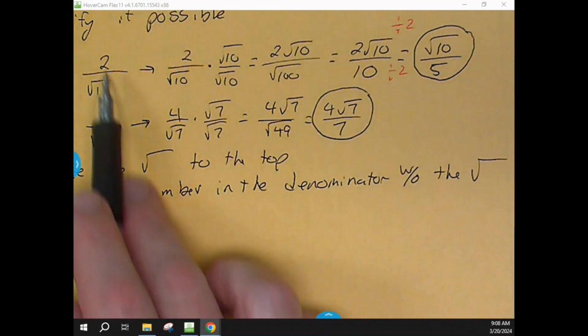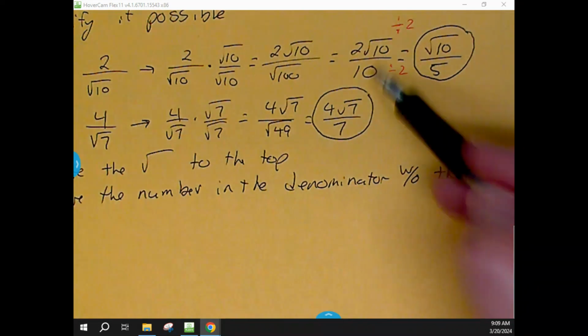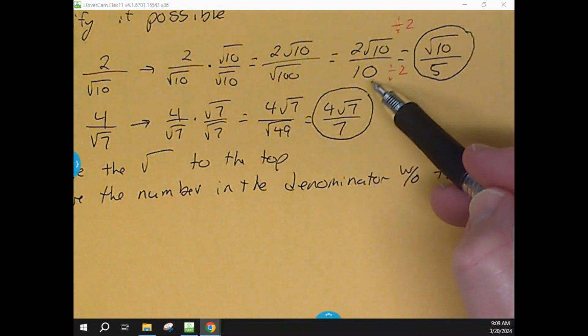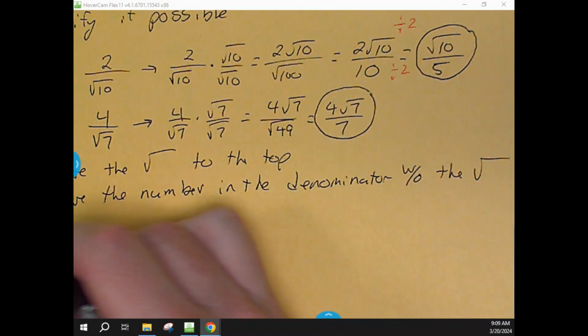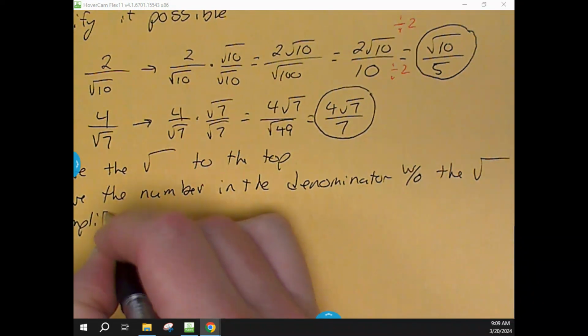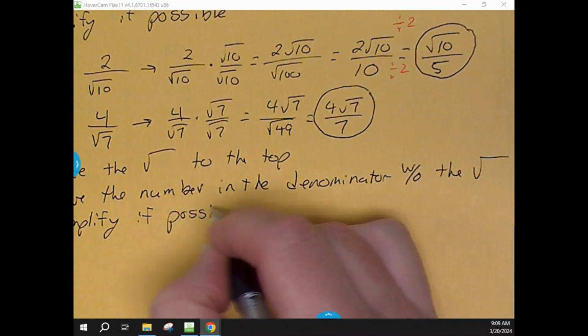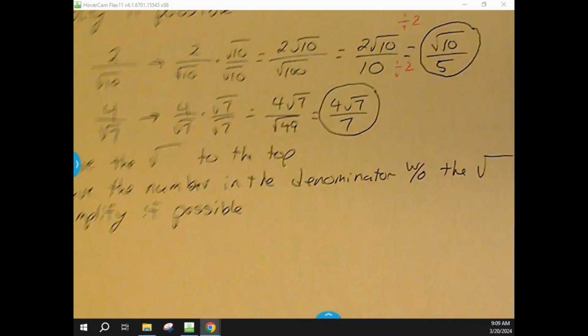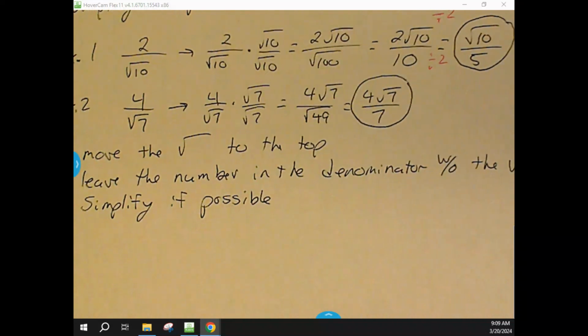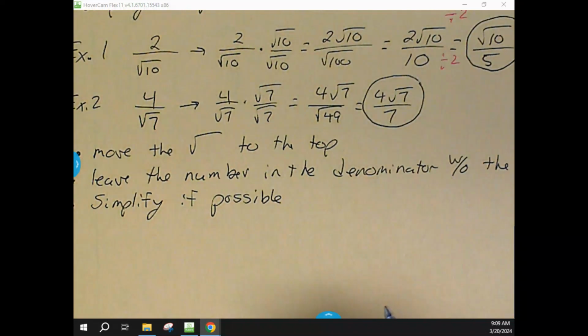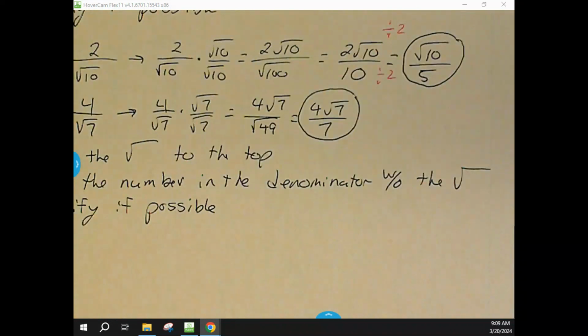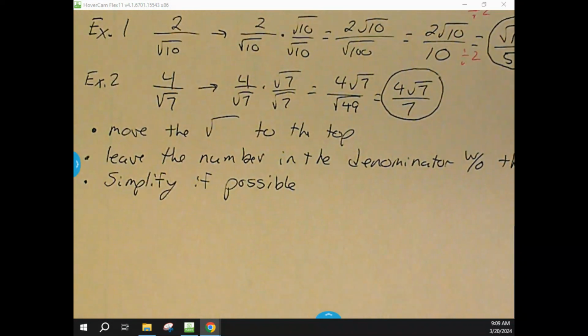So same thing here. We took 2 square root of 10. We moved the square root of 10 to the top. We left the 10 on the bottom. And then the last thing you do is simplify if you can. Okay, so move the square root to the top, leave the number in the denominator that you're working with without the square root, without the radical, and then you just simplify what you can do from there.